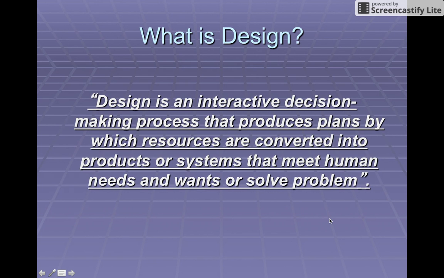Design is an interactive decision-making process that produces plans by which resources are converted into products or systems that meet human needs and wants or solve problems. So you can see this definition is kind of a mishmash of a bunch of things. The end of that, meet human needs and wants or solve problems, we're talking about technology, in our definition of technology. Then we have that interactive decision-making process. Again, that goes back to our engineering design process. And in the end, we are using resources and converting them into products. So that is essentially what design is. Using that process, changing things over to a product in order to advance technology.